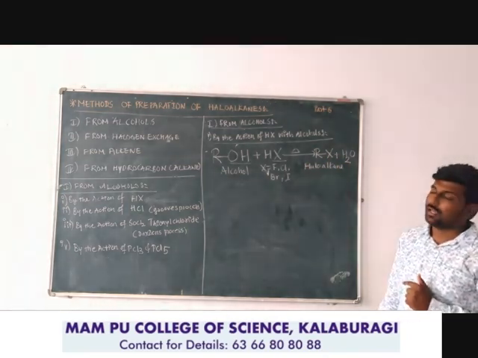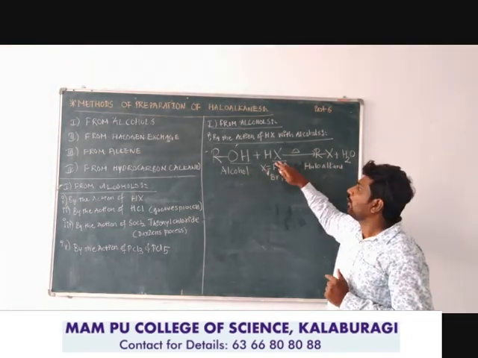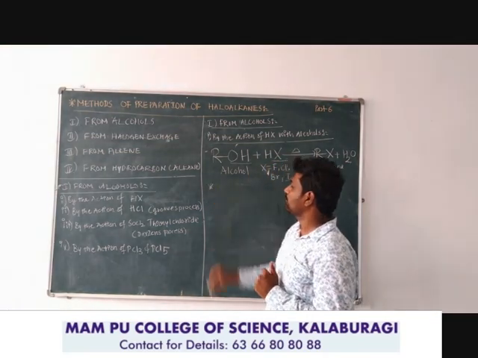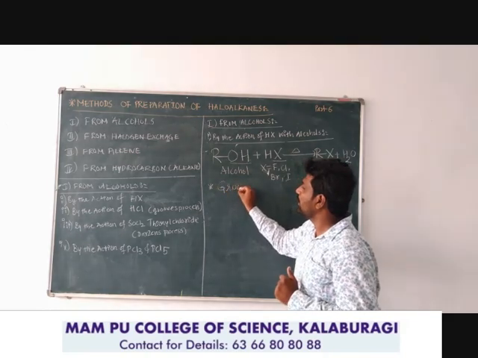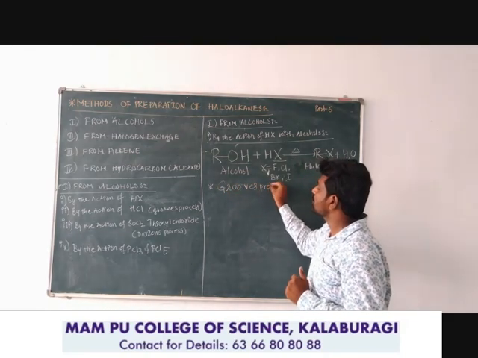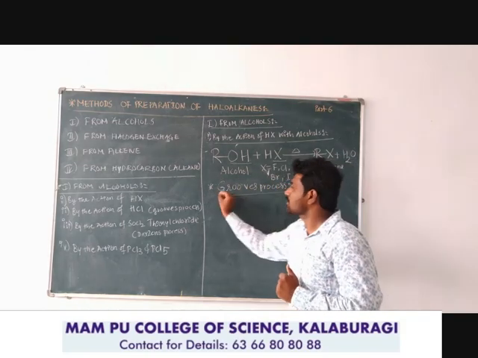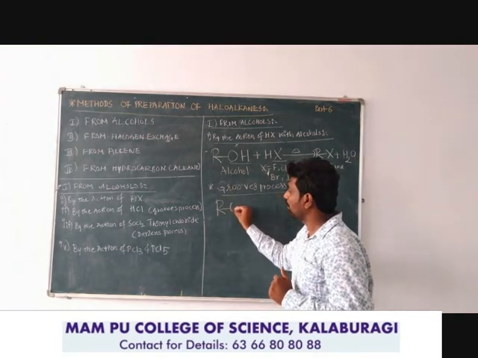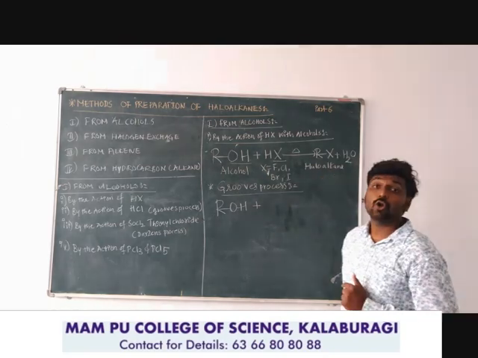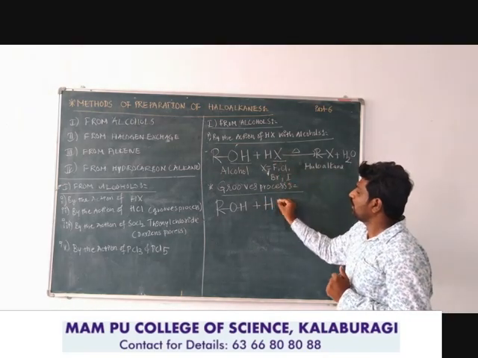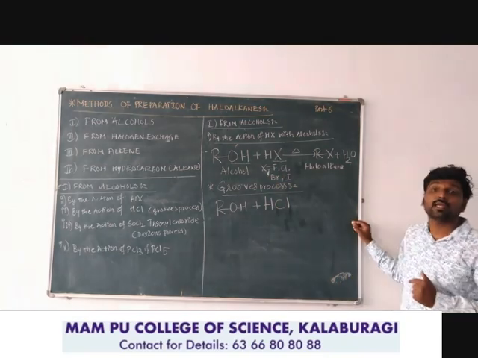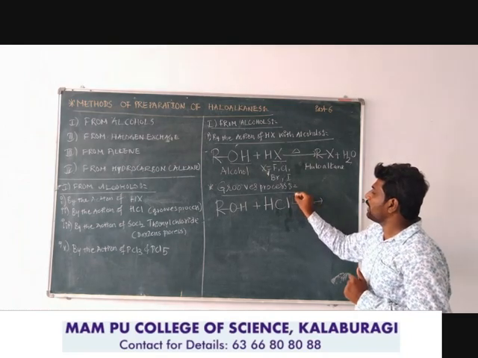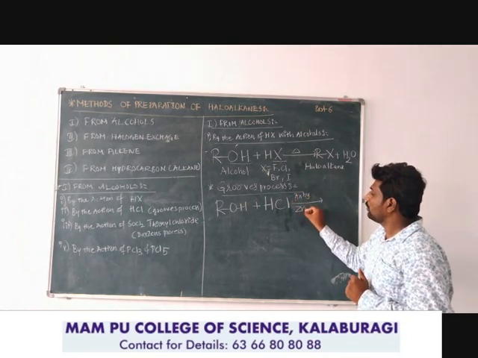See here, as a starting material, alcohol is used with any hydrogen halide. Here I have one example for the preparation of alkyl chloride, that is Groves process. In this method, the starting material is the same, I need to take the alcohol which is treated with hydrogen chloride. Among the HX, I take HCl, hydrogen chloride, in the presence of a catalyst, that is anhydrous zinc chloride catalyst.